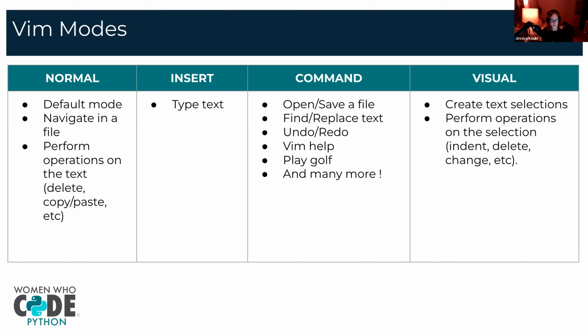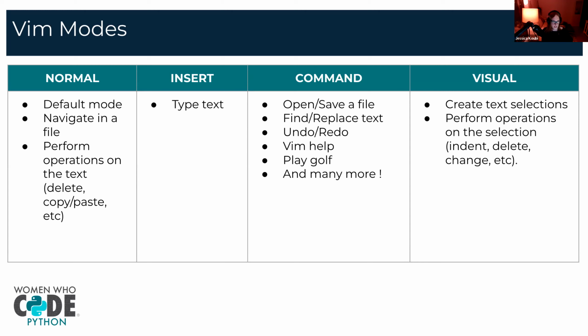So the normal mode, that's the default mode. So when you start Vim, you go into normal mode. In normal mode, you can use it to navigate in your file, and I'm going to explain a bit what that means. And you can perform some operations on the text. You can delete 9 words, you can copy paste and so on.